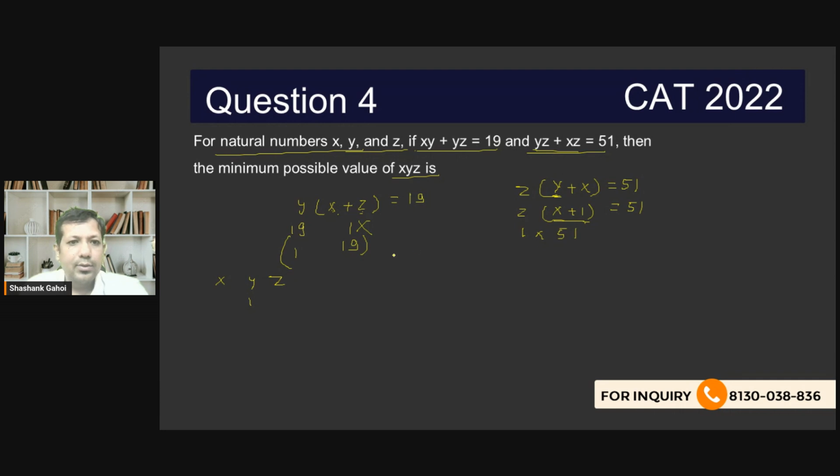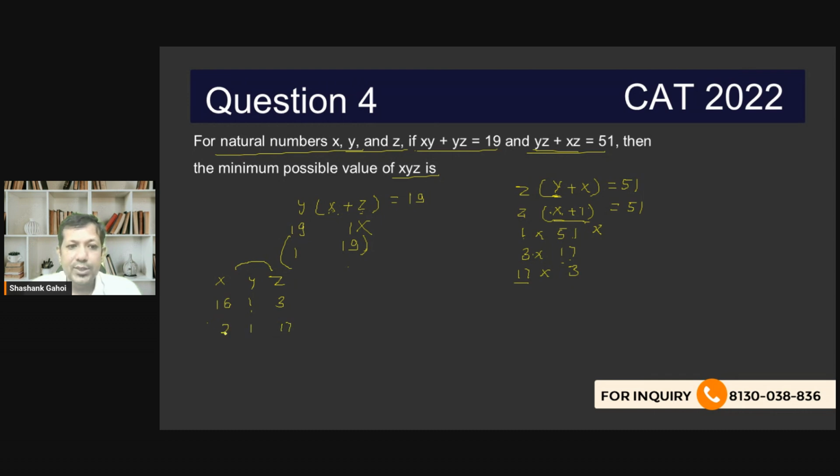And I know that x plus z should be 19, because y is 1 and x plus y plus z is 20. So if z is 1, then x becomes 50, then z becomes negative. So not a possible arrangement. Second is 3 into 17, 17 into 3. Both arrangements are possible. So if z is 3, x comes out to be 16 because x plus 1 is 17, so x is 16. If z is 17, then x plus 1 is 3, so x comes out to be 2.